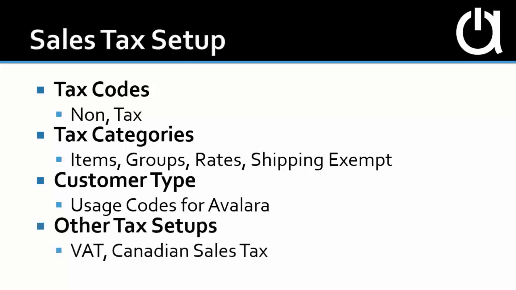There are a couple of other types of sales tax setup in the Canadian and UK versions of Acctivate, which include VAT, which stands for Value Added Tax, as well as a Canadian sales tax setup for line items on purchasing.